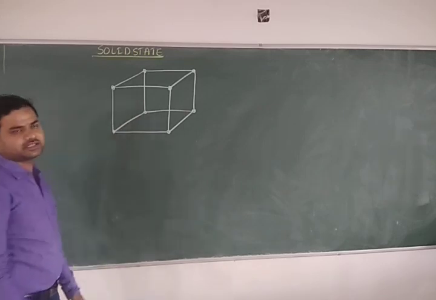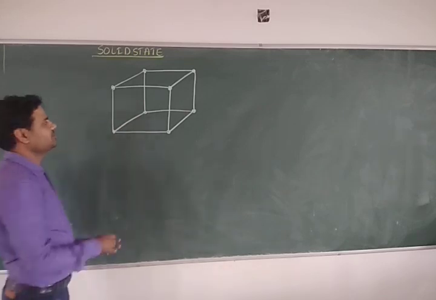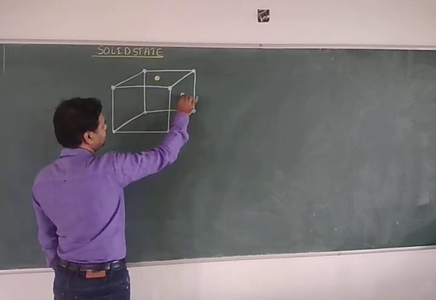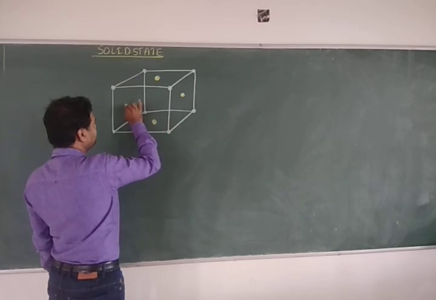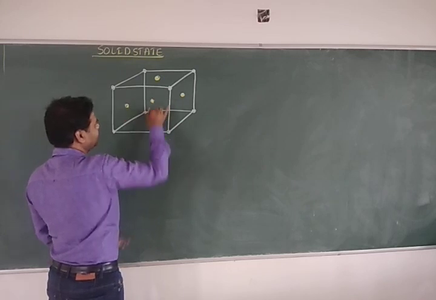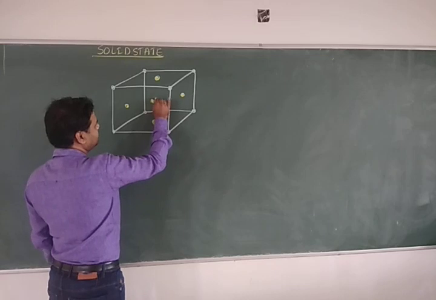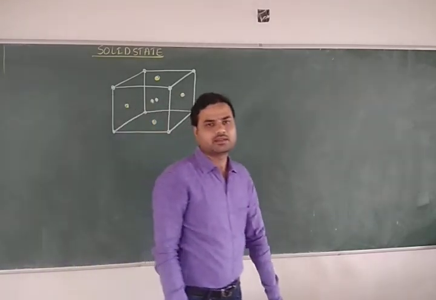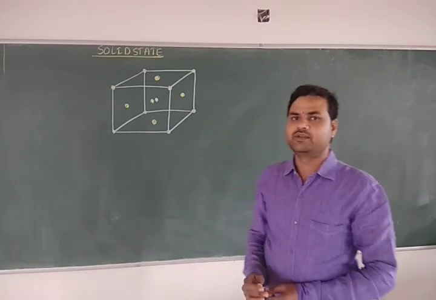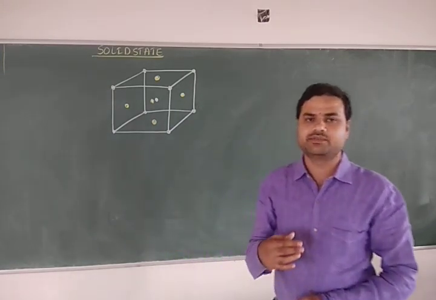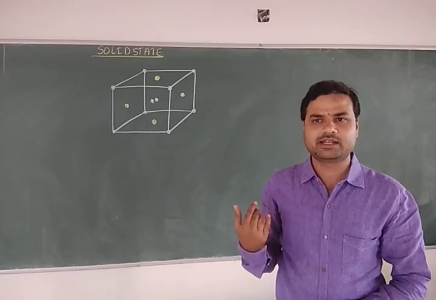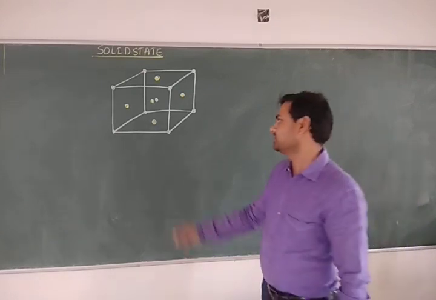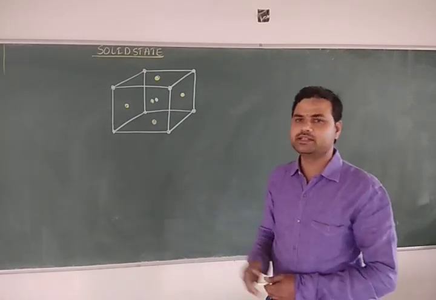And how many faces are there in the unit cell? I am showing here, these are the faces: 1, 2, 3, 4, 5, and one more, 6. In the previous class I explained clearly: left side one face, right side one face, front side one face, back side another face, above one face, below one face. Totally how many faces are there? 6 faces.